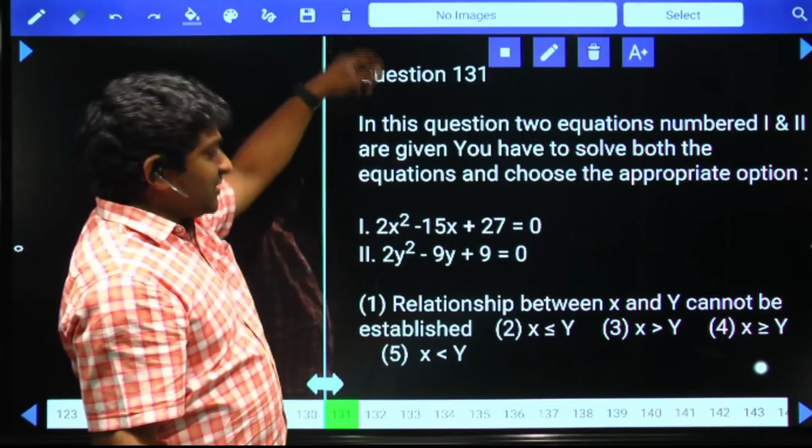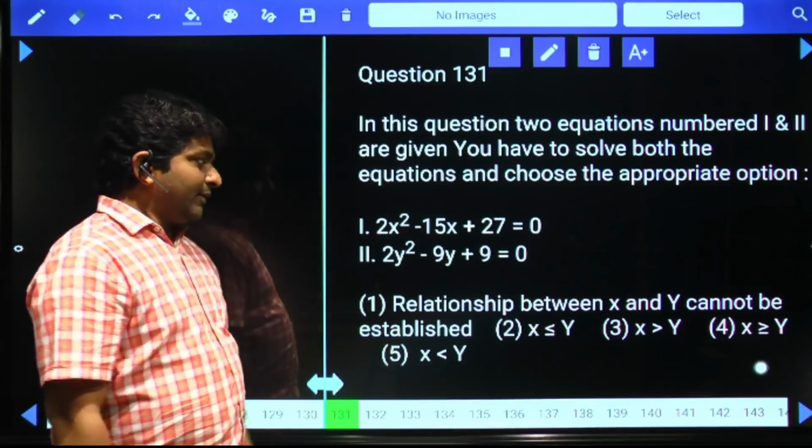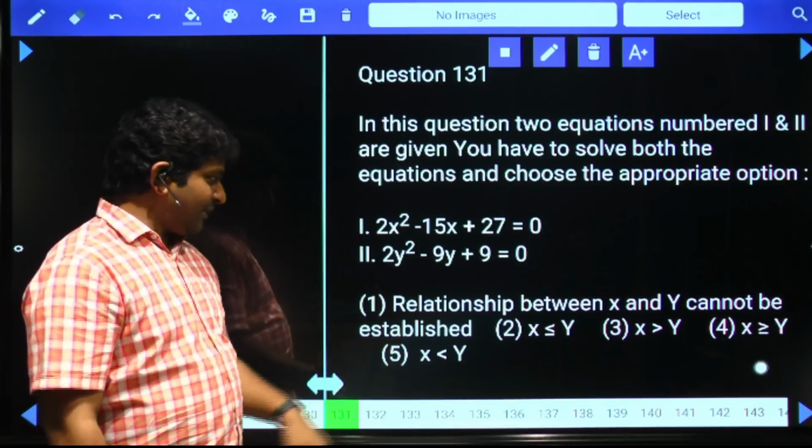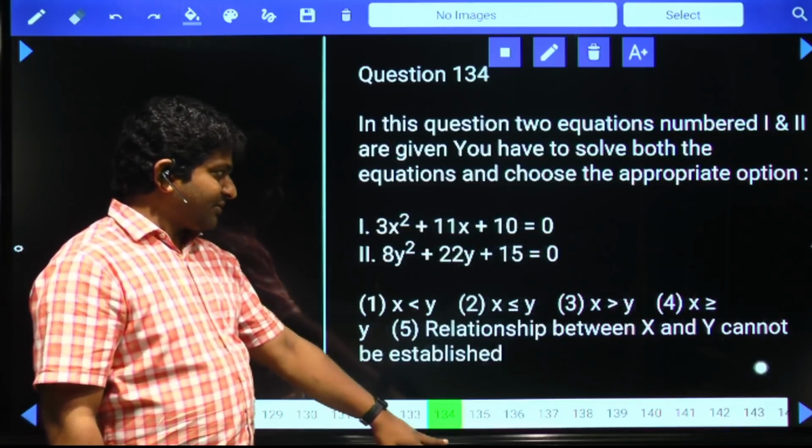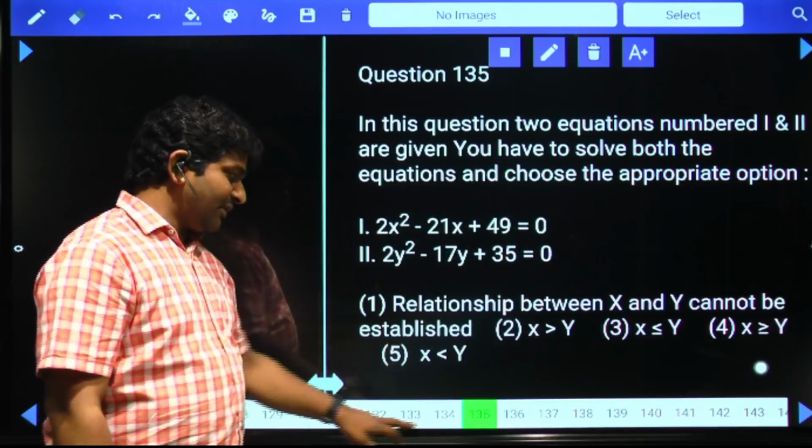Right, quadratic equations. I'm leaving these questions for you. Every question you have to solve.